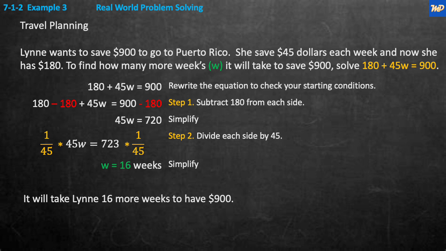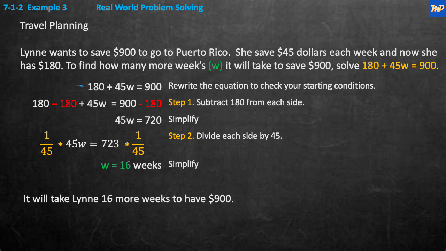So we're solving the equation. 180, that's what she has to start with, plus $45 every week. So every week she's going to add $45 to this amount that she has. And when it equals 900, she's saved enough money. So we're going to write it out. We have 180 plus $45 a week, and when those two equal 900, we're done. So she needs to solve this using a two-step solution.